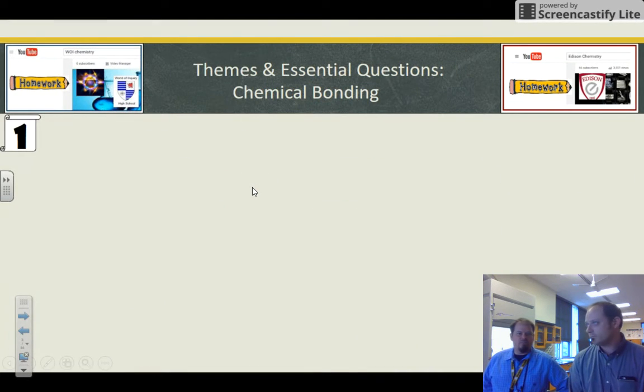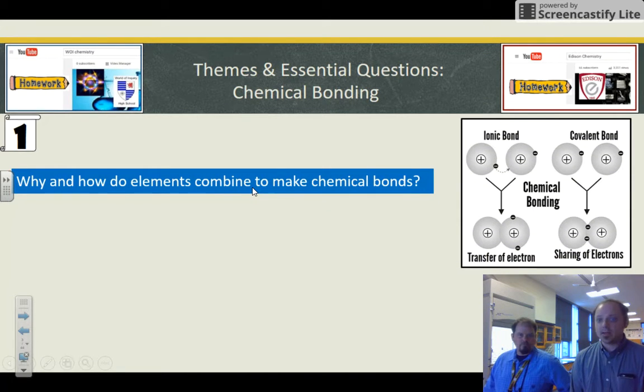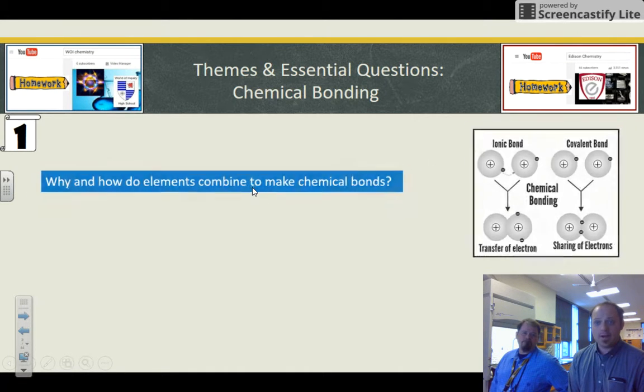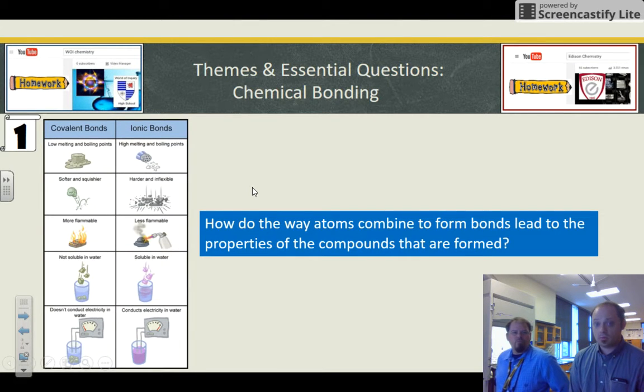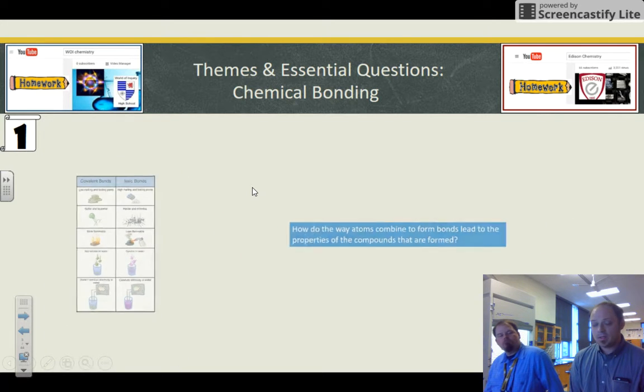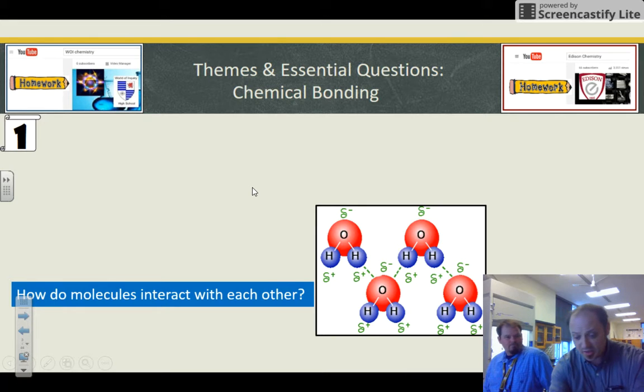Let's do it. So, why and how do elements combine to make chemical bonds? That's a big question, a major overarching theme, energy-wise, for sure. Why and how? And how does the way atoms combine lead to different properties with different combinations? All the stuff that we see around us, its properties, its material, depends on how its atoms are connected.